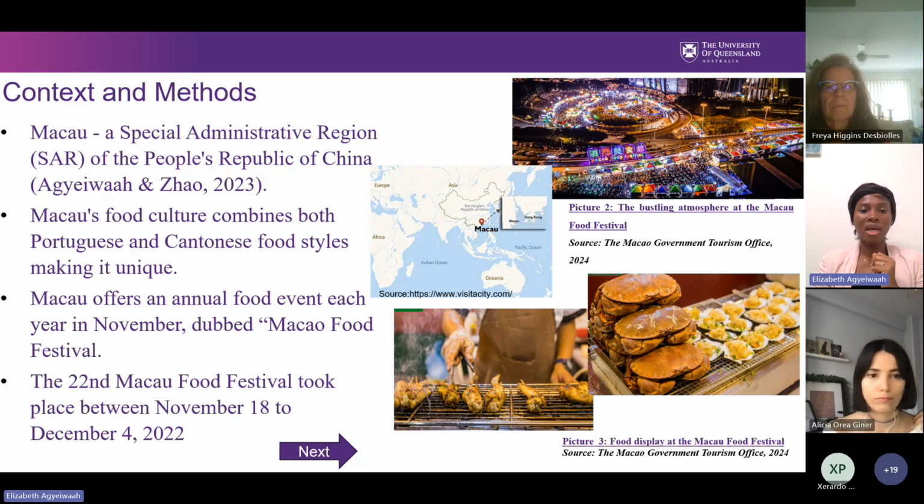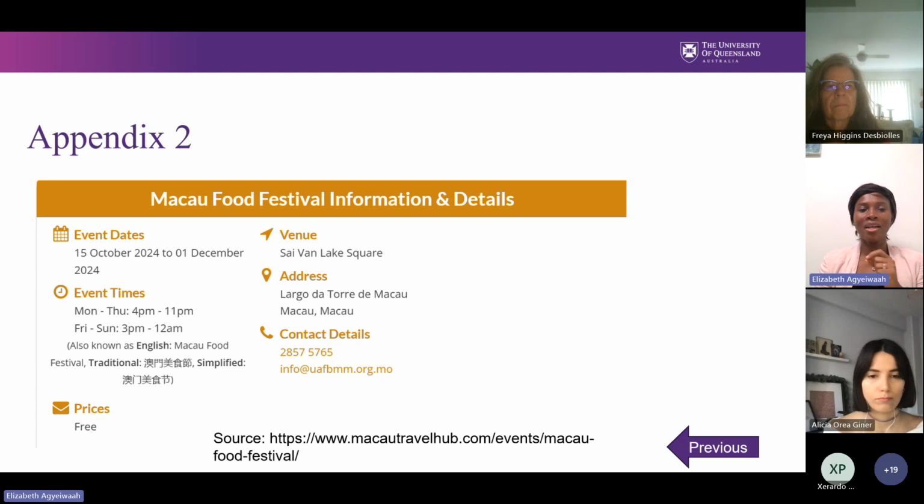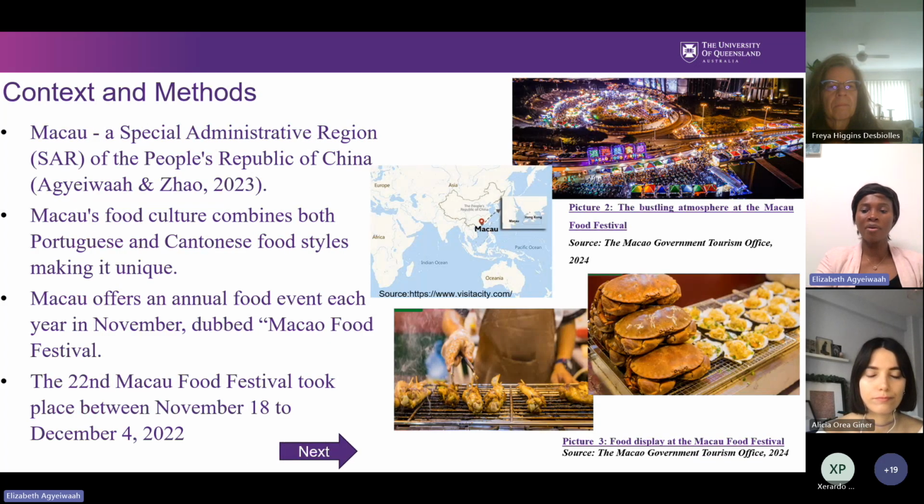And I wanted to add that as I speak now, there is one that is running currently. It started in October and it is running up to 1st December. It's an annual event, so every year it happens. This year's one, this is the date. So it should be running now as we speak. And so this was the context within which the study took place.